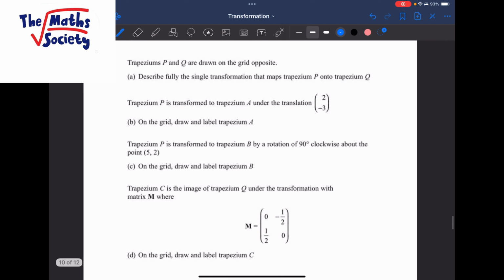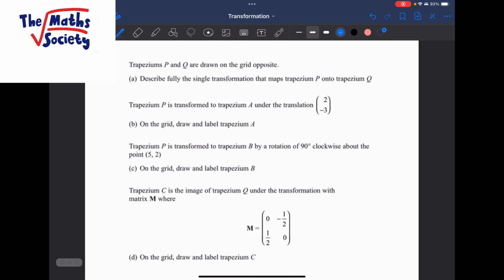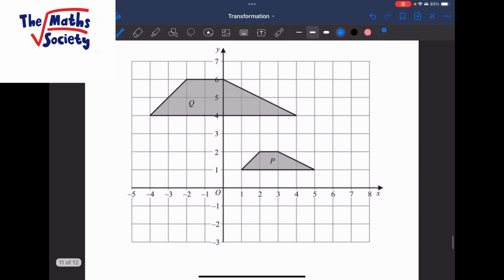So what it says is that trapezium P and Q are drawn on the grid opposite, and that describes a single transformation that maps trapezium P onto Q. So P to Q, we can see that it will be an enlargement because it's getting bigger. We just need to find the center, and the scale factor should be 2 as well because it's twice as large. Wait, P onto trapezium Q, so that's P to Q, so that's smaller, so that's 2. Yep. We're going to do this first.